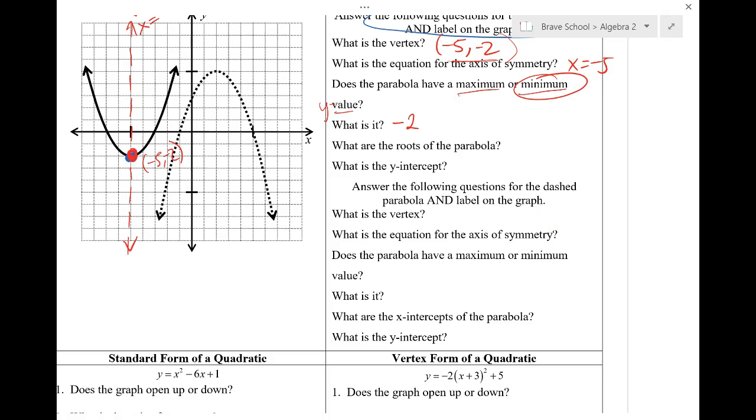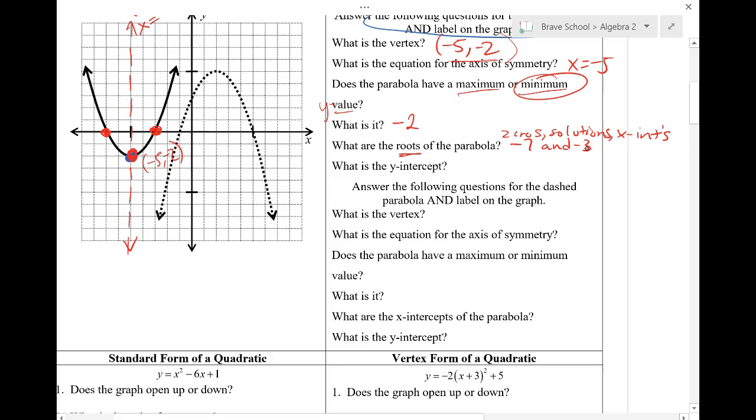Now, what are the roots of the parabola? Well, remember, the roots are the same thing as zeros, solutions, and x-intercepts. So, find the x-intercepts. That's all we got to do. I see one here, and I see one here. And they are at -7 and -3.